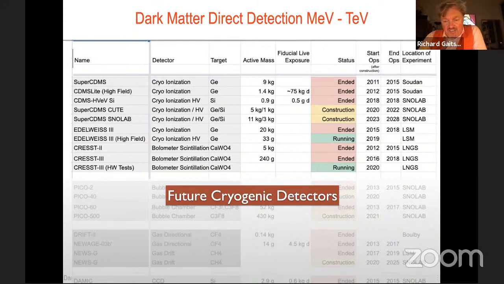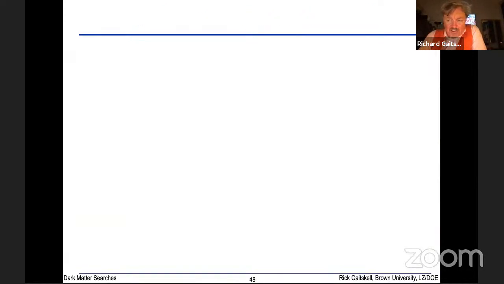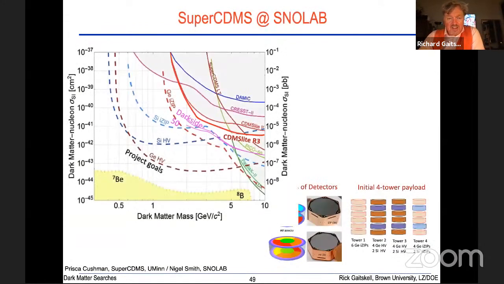Cryogenic detectors historically were initially doing well. In the 90s and the noughties, they were getting good results in what we call the high mass range. They really now have reconfigured themselves to push into the lowest mass regions, down to the fraction of a GeV scale.